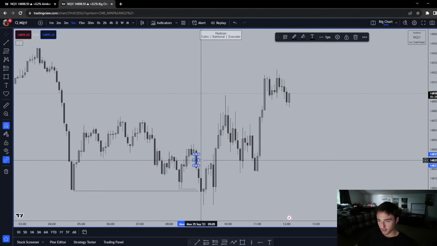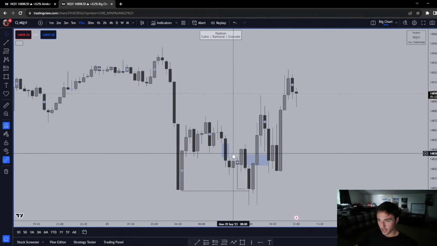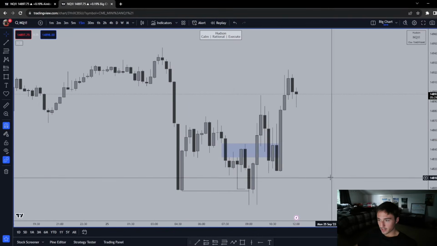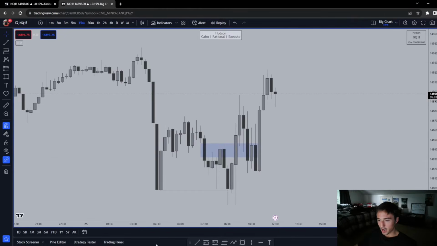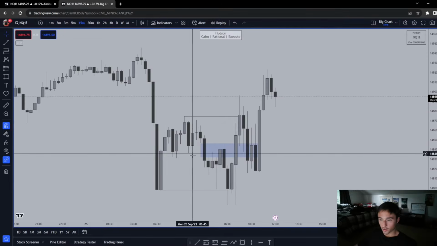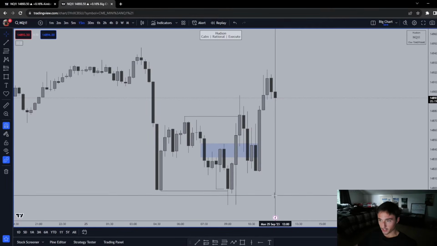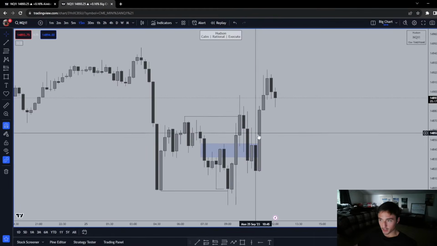Okay, we have this 5-minute fair value gap right there. Let's see if we have a 15-minute. Okay, yeah, we have a 15-minute right here. Okay, so now what do we do? Now that we have an inverse and a bullish fair value gap, I'm pretty confident that we at least come to this high. Why? Because we are disrespecting this bearish fair value gap. We just created a bullish fair value gap, so at least we should come to this high.